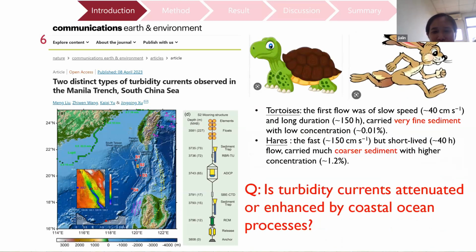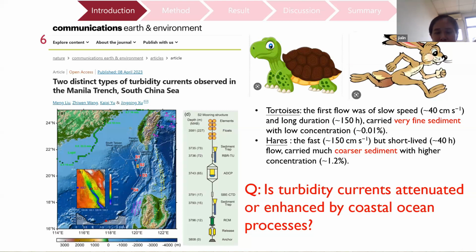And they separate the density current into 2 different kinds. One kind is called turtle or tortoise, and another kind is going faster and is called hare. So the turtles go slowly, but can last longer for many days. But the hares go really fast, and the fastest speed they have observed is 1.5 meters per second. It's also accompanied with very cold sediment. So it's possible that those hare-type density currents can affect the subsea cables around us.